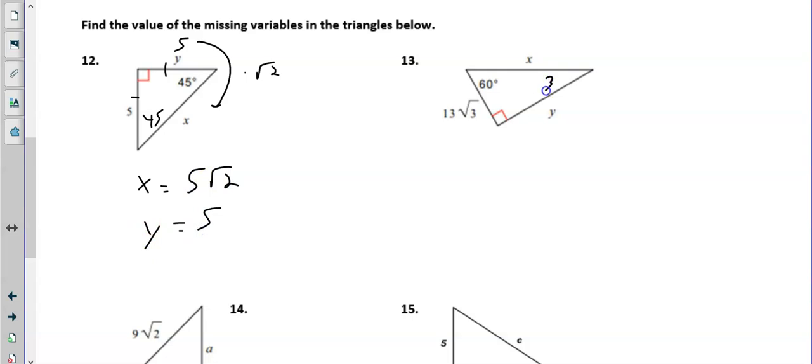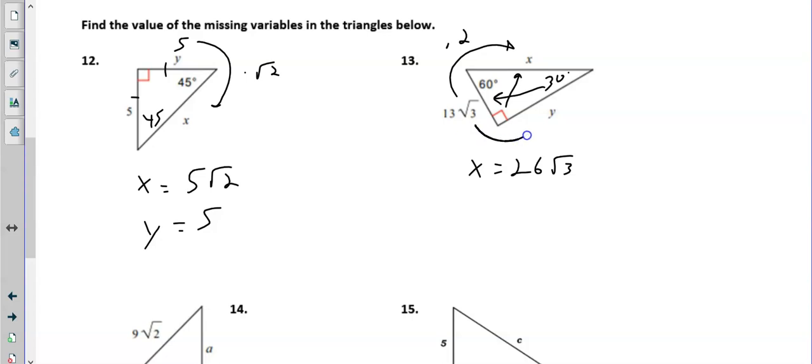All right, over here I have the 30-degree angle. Remember, if you need to hit pause, if we're going too fast, please do so. Lucky thing here is I have the small side. That's great. When I go to the hypotenuse, opposite the right angle, up here, I just simply multiply by 2. I double it. So x is just going to be 2 times 13, which is 26 radical 3.